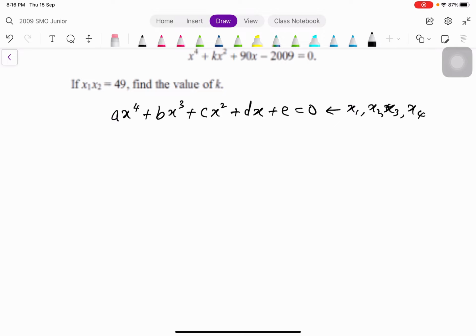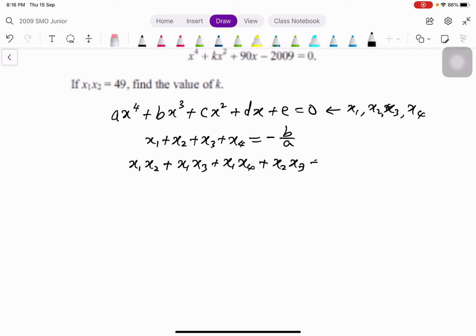Then according to this result from algebraic equations, the sum of your roots, x1 plus x2 plus x3 plus x4, is equal to negative b over a. And then the sum of the products of two roots, x1x2 plus x1x3 plus x1x4 plus x2x3 plus x2x4 and finally x3x4, will be equal to positive c over a.